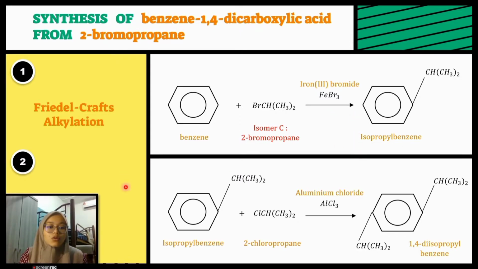The second step is also Friedel-Crafts alkylation, whereby isopropylbenzene will react with 2-chloropropane in the presence of aluminum chloride to produce 1,4-diisopropylbenzene.